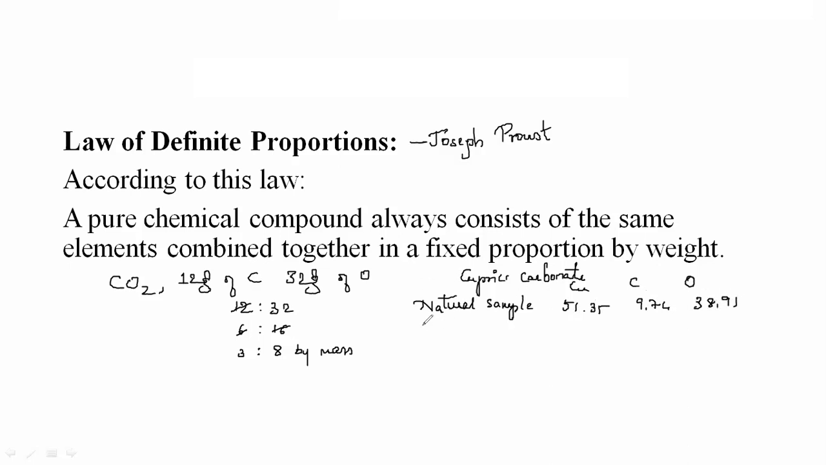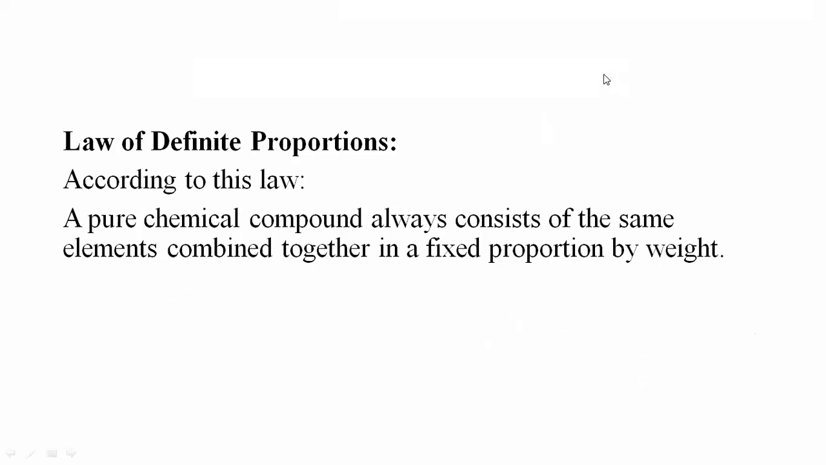If I prepare the same cupric carbonate in the lab, let me say as a synthetic sample, the percentage of copper will be 51.35, carbon will be 9.74, and oxygen will be 38.91. So irrespective of the source, the pure chemical compound always contains the same elements combined together in a fixed proportion by weight or by mass. It remains the same. So this is about the law of definite proportion or law of definite combinations, you can call it.